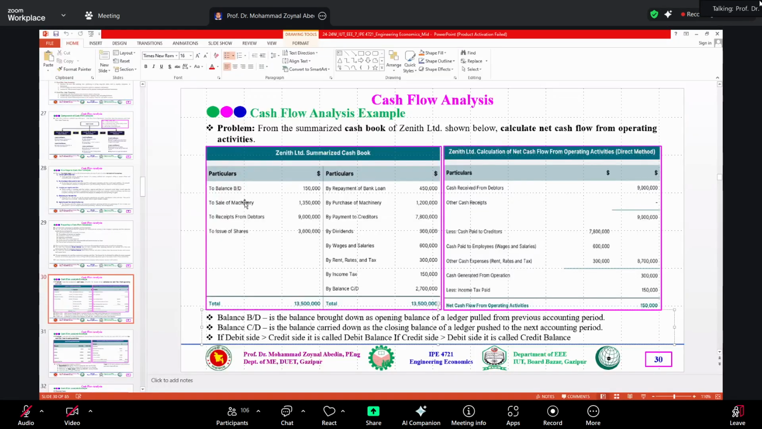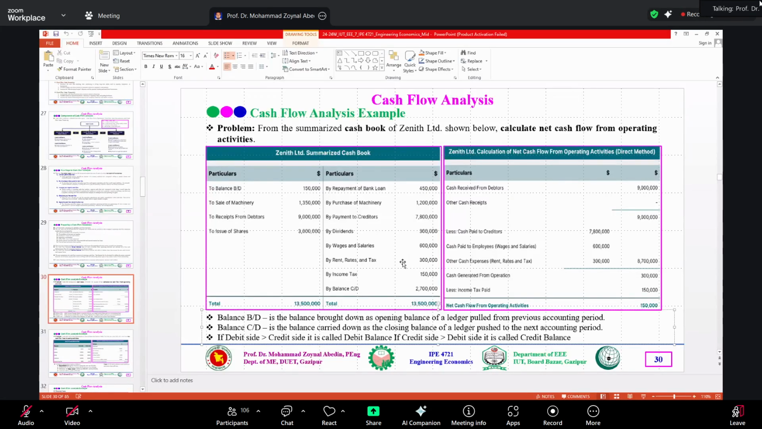Machinery will not come here because machinery is an investing activity. Share will not come here because share is a financing activity. But we have been asked to calculate only the cash flow from operating activities. Only one will come here. This is the receipt from debtors, 9,000. As it is a credit value, it will go to the credit side. This is the credit side, so this is the plus value.